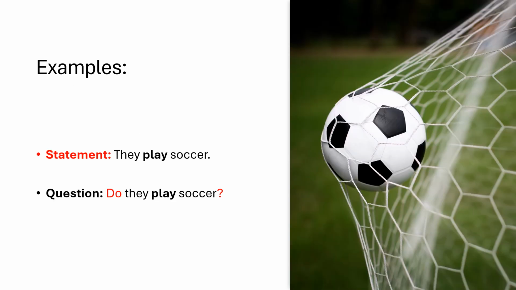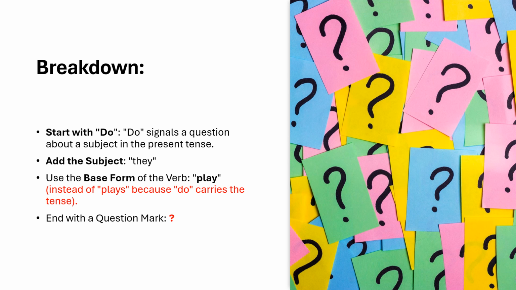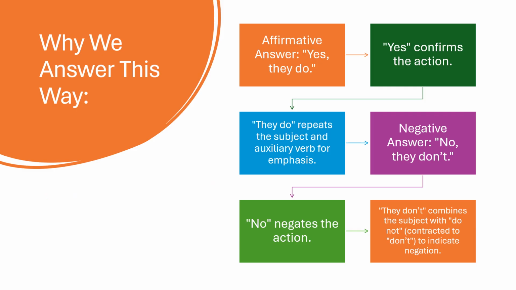For example, they play soccer. Do they play soccer? Breakdown of this example. Start with do. Do signals a question about a subject in the present tense. After do, add the subject they. Use the base form of the verb play instead of plays because do carries the tense, and end with a question mark.